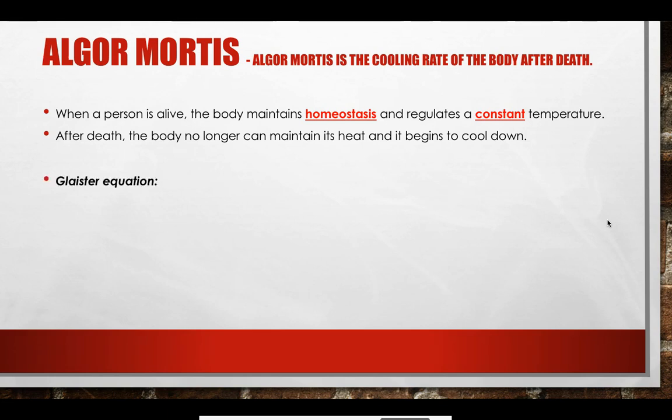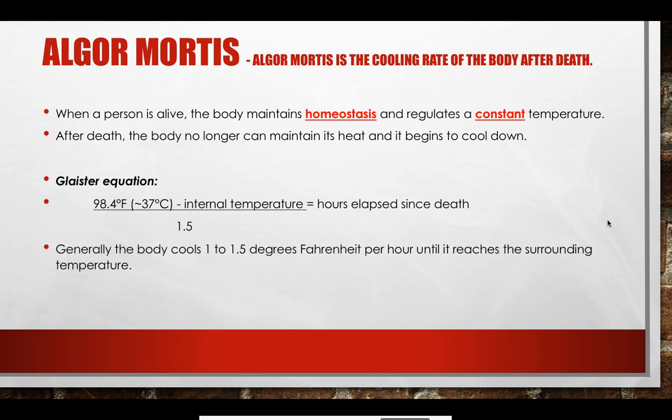So there's a little equation here called the Glaser equation that can help us to calculate how much time has passed since an individual's death by using their internal temperature. So say there's a crime scene and there's a body involved, they'll usually take the internal temperature of the body and use an equation similar to this or this one to try and get a rough idea of when that person passed away. Now, generally the body cools 1 to 1.5 degrees Fahrenheit per hour until it reaches the temperature of the surrounding area.